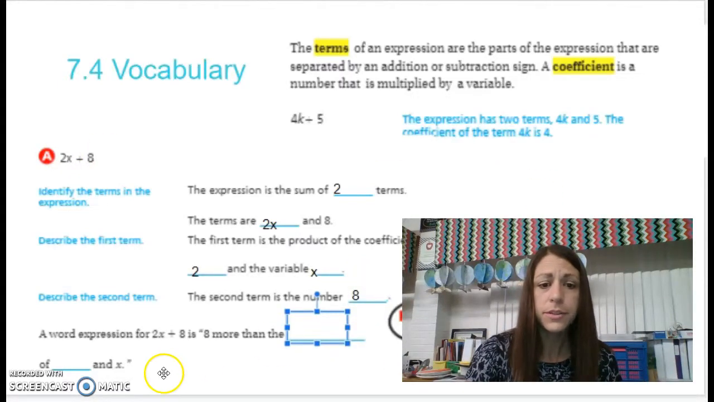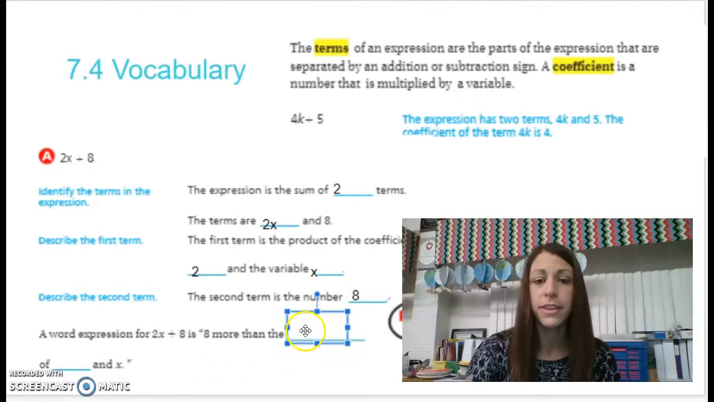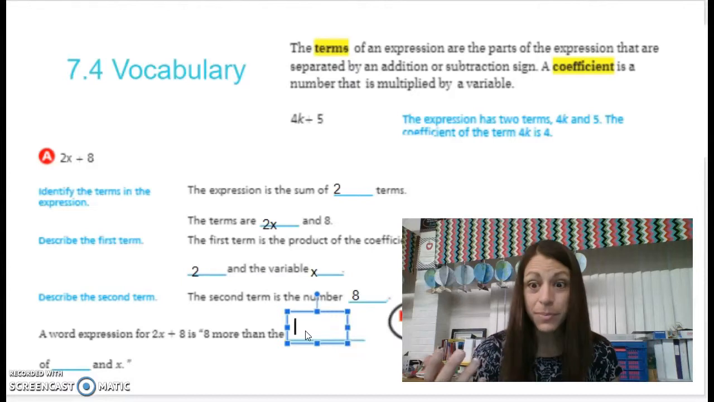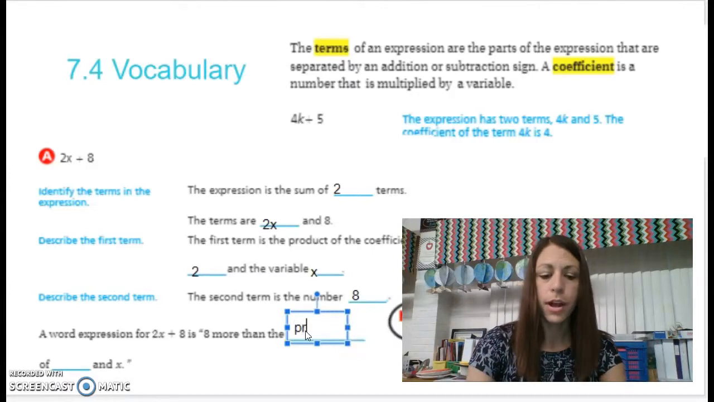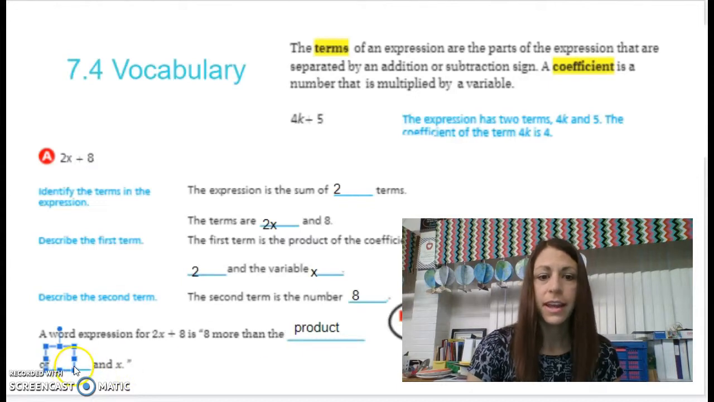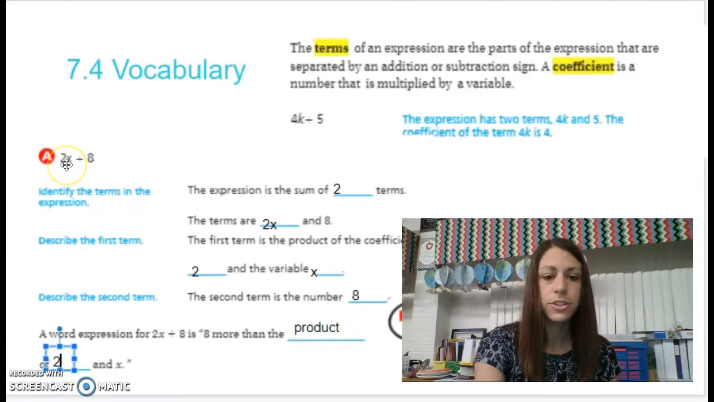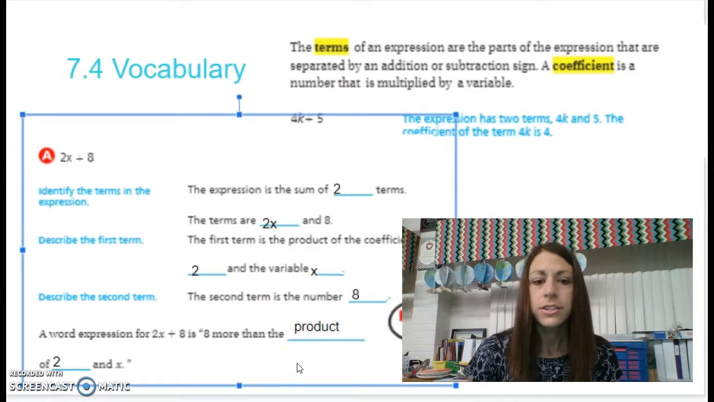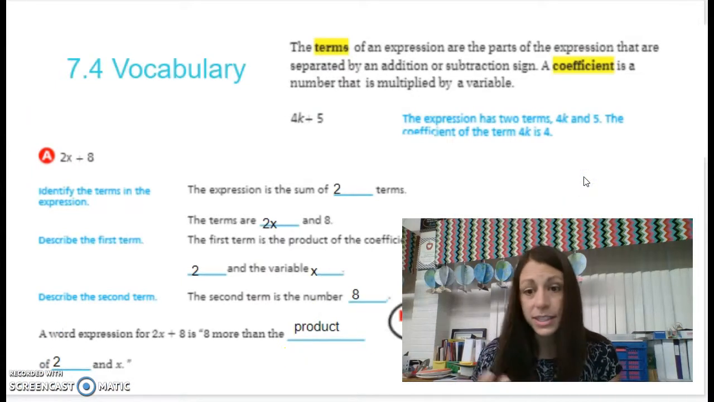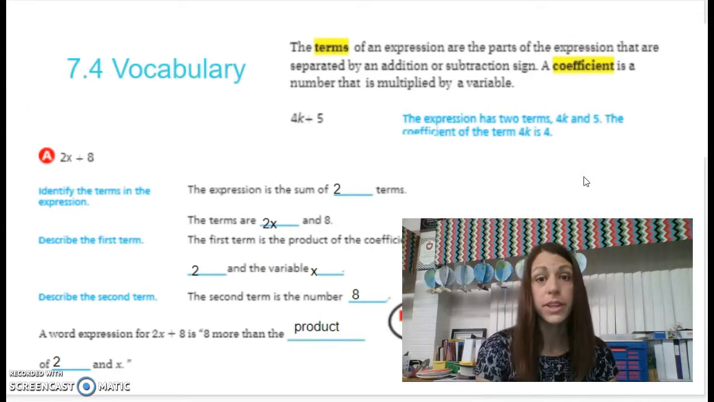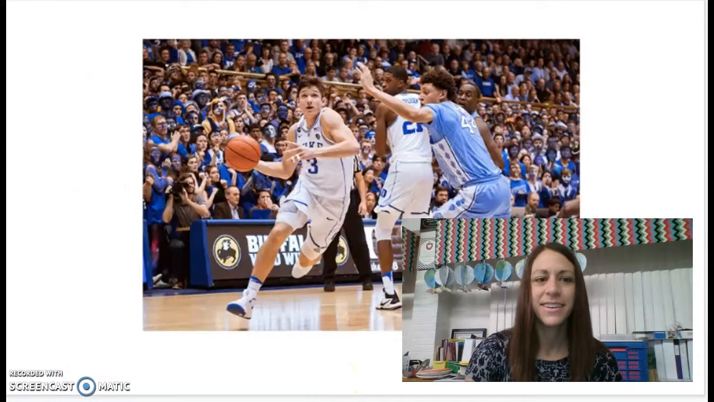Okay, so a word expression for 2x plus 8 is 8 more than the, okay, when we multiply, what's that word we use? The product of, and what is next to the x? 2 and x. So tomorrow when we actually do lesson 7.4, we'll do a little more work with how to write the word expression and more with coefficients and terms.